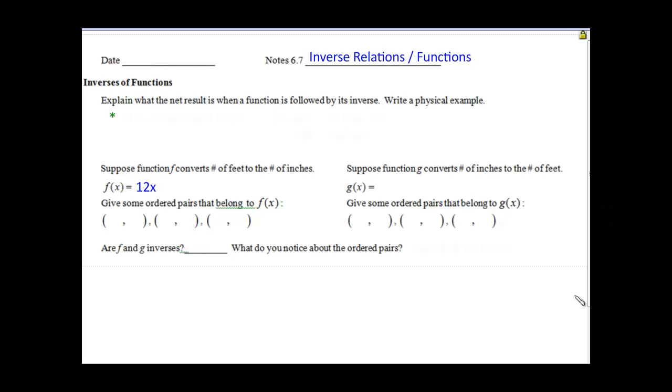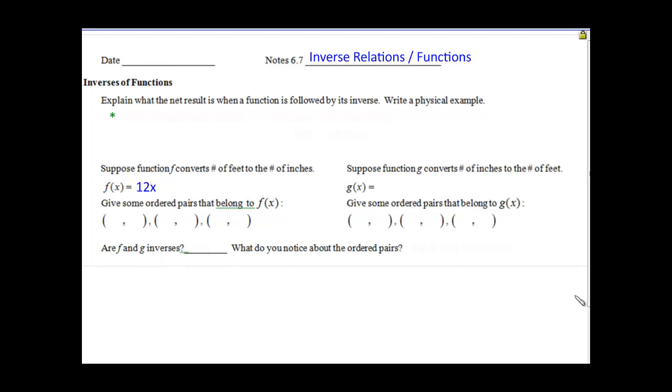This is Inverse Relations and Functions, Chapter 6.7. We're going to look at inverse relations, inverse functions, and then possibly get into one-to-one functions. Inverse of functions: explain what the net result is when a function is followed by its inverse. What happens, and then write an example.